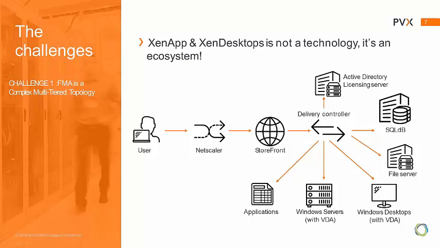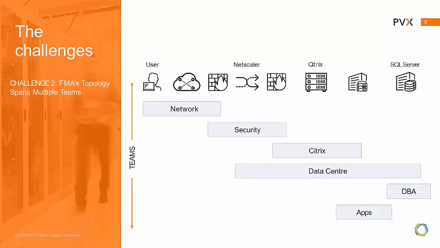So, FMA is a complex multi-tiered architecture, as we stated, and it spans multiple teams. So the challenge here, when I was actually sitting on the side of the fence, like most of you folks on this call, the end users troubleshooting this, it spans multiple IT teams. So the challenge is you've got the network team, the security team, the Citrix team, the data center team, you've got a database back there, DBAs, etc. When problems happen, it generally creates a lot of finger pointing.